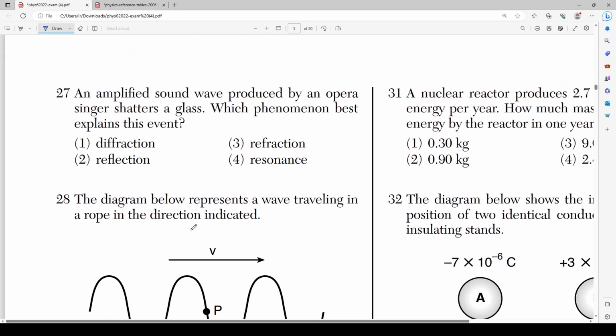Right, so now we're moving on to number 27. It says, an amplified sound wave produced by an opera singer shatters a glass. Which phenomenon best explains this event? So it's going to be resonance. I'm going to give you a rough explanation of what resonance is. So let's just say we have a glass, a wine glass right here.